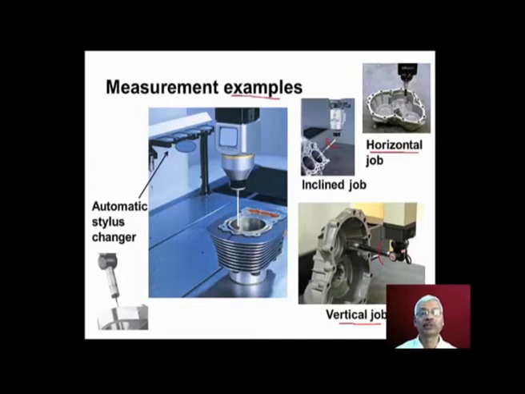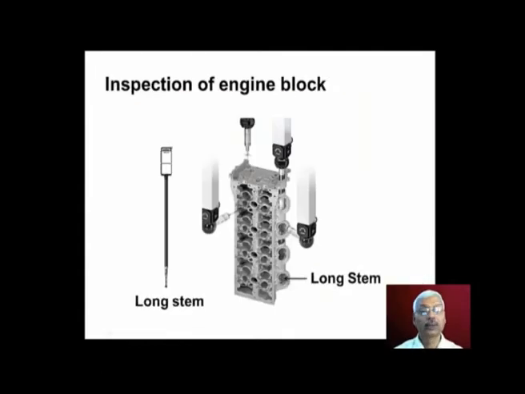And depending upon the measurement requirement, the probes are selected automatically. Now we can see here inspection of an engine block. By using long stems, you can see the probe has entered into the hole to check the features available at a deep surface. And using motorized probes, we can orient the probe to check the various features.